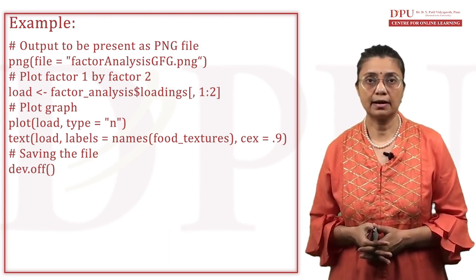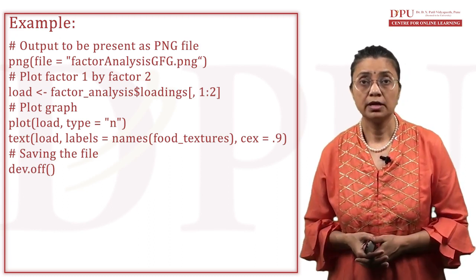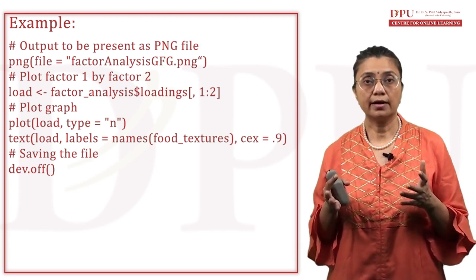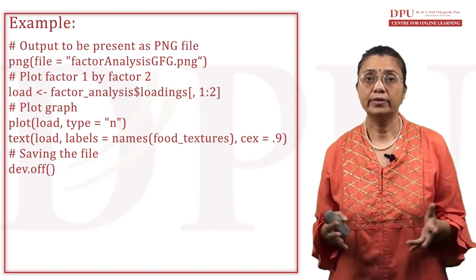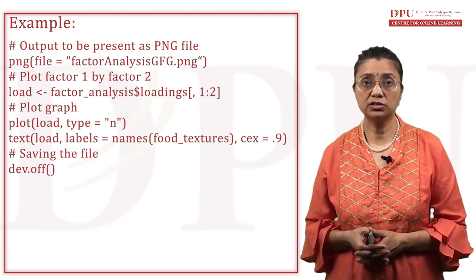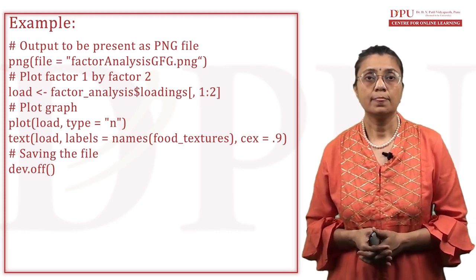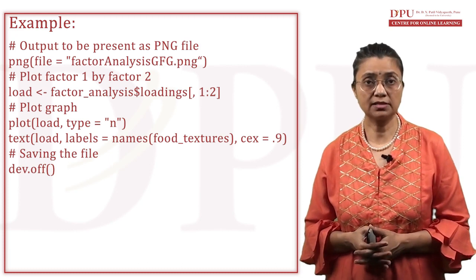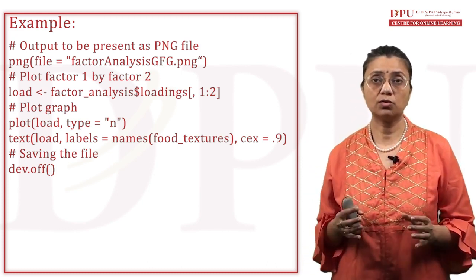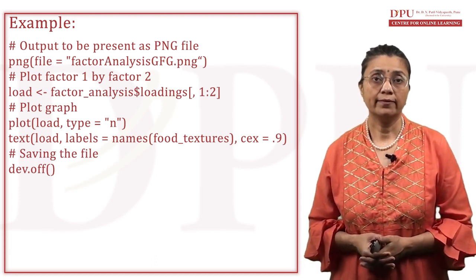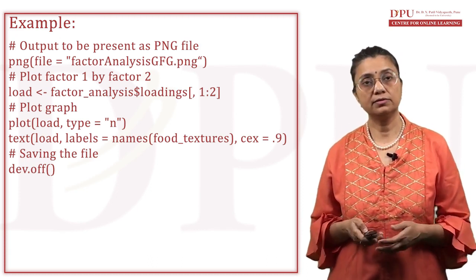So the 2 factors are plotted, and we use the loadings variable where from factor analysis loadings we are loading all the rows and the columns from 1 to 2. And then we plot the graph with the help of the plot function, where we pass the loadings and type equals n, and then we give the text function with labels equals names of food textures, cex equals 0.09. This is the value, and then dev.off, where we are saving the file. We call it device off.